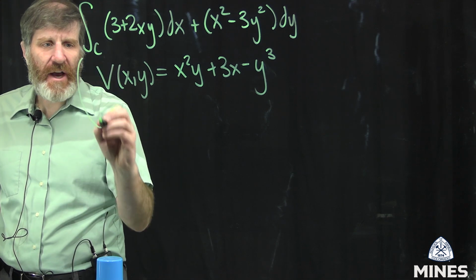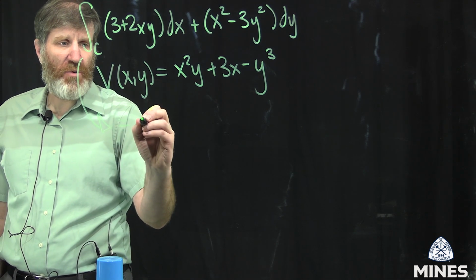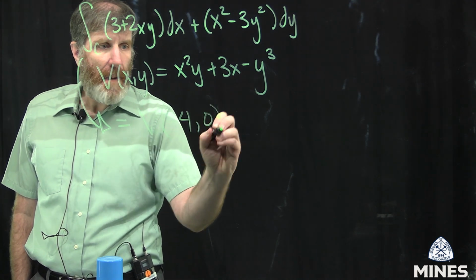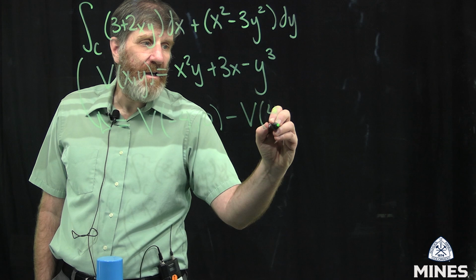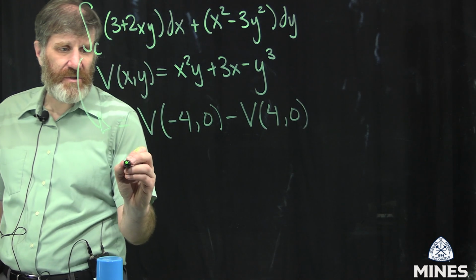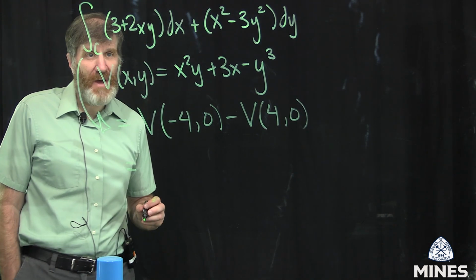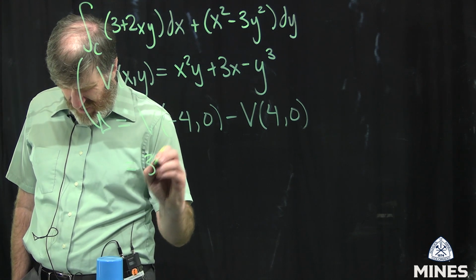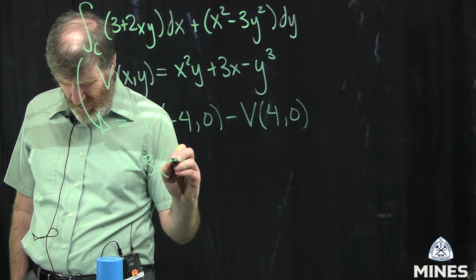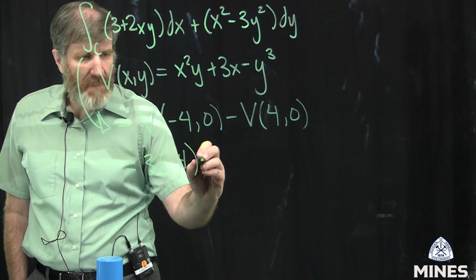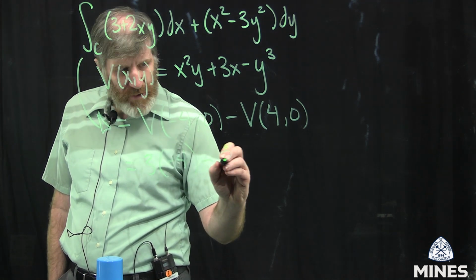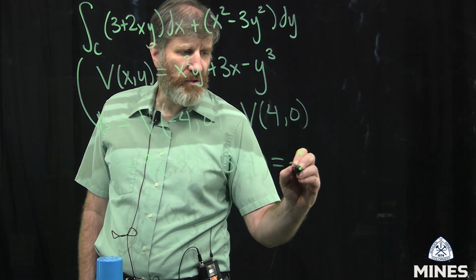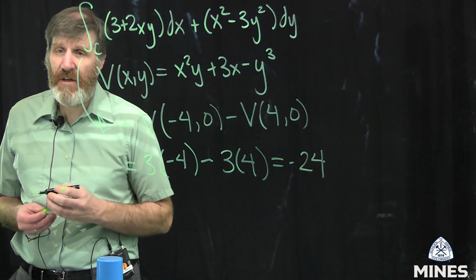So the line integral is just going to be equal to the potential at the ending point minus the potential at the starting point. And that's all there is to it. If we have the potential, then we just have to evaluate the potential at these 2 points. This does come out to be 3 times negative 4 minus 3 times 4, which is negative 12 minus 12, so minus 24 is the value of this line integral.